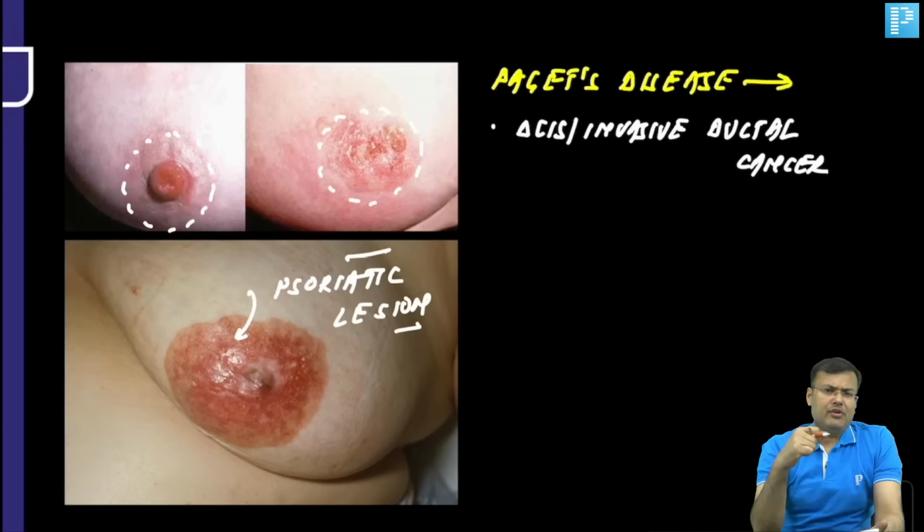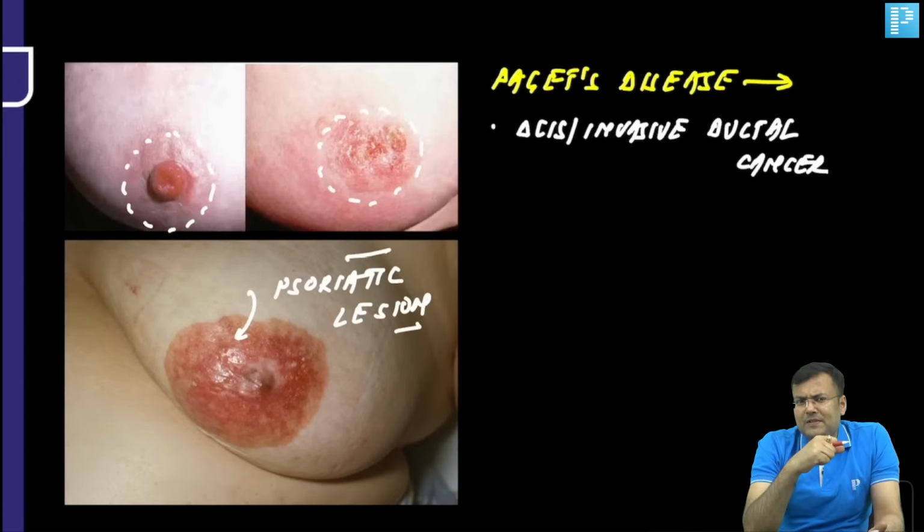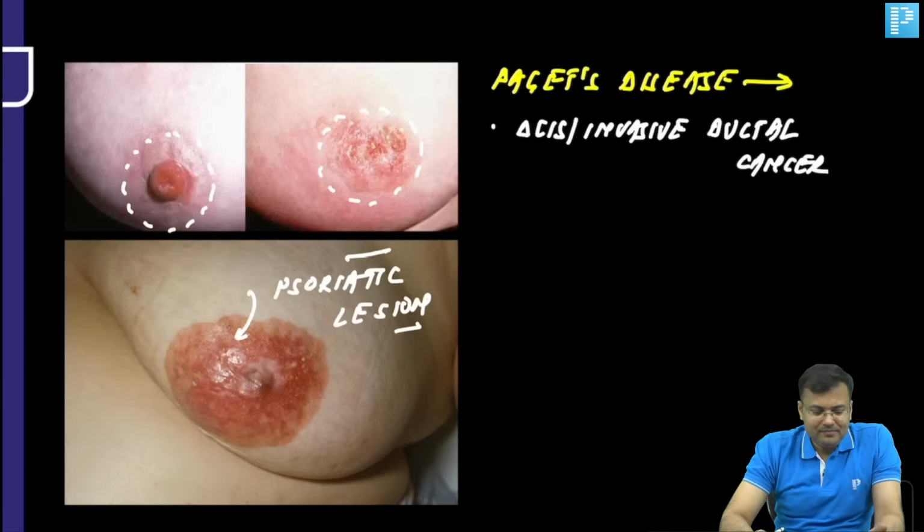Got it? One question for all of you: tell me how to confirm the diagnosis of Paget's disease of the nipple. Let me see who is the genius over here. Biopsy, okay, it's not correct. I want the correct answer. Biopsy is partially correct. Guys, first you have to localize where the malignancy is and then biopsy. Till now nobody has replied correctly.